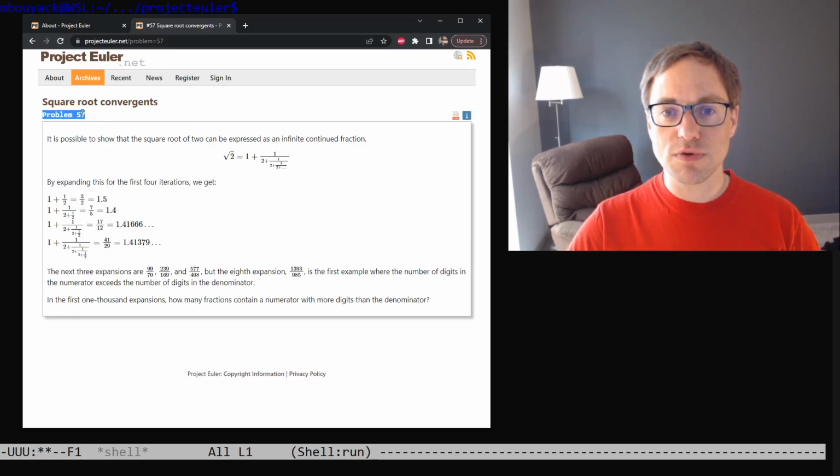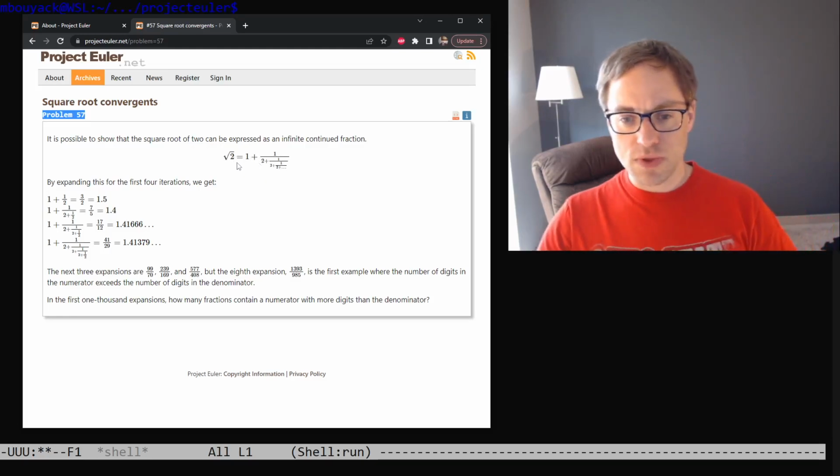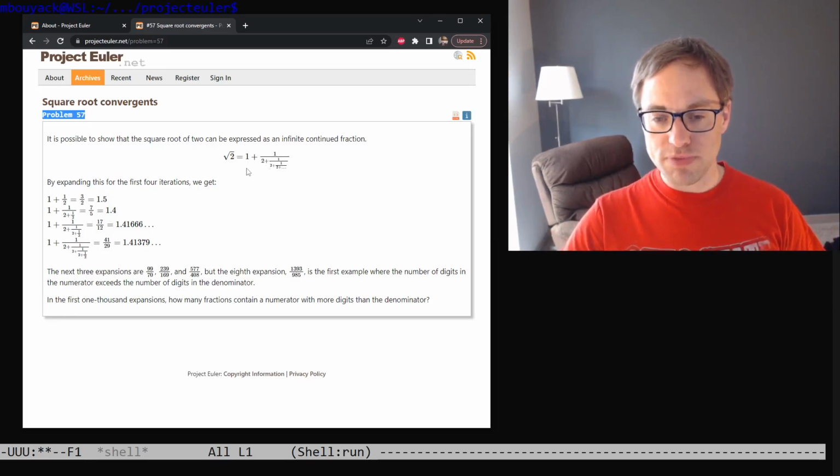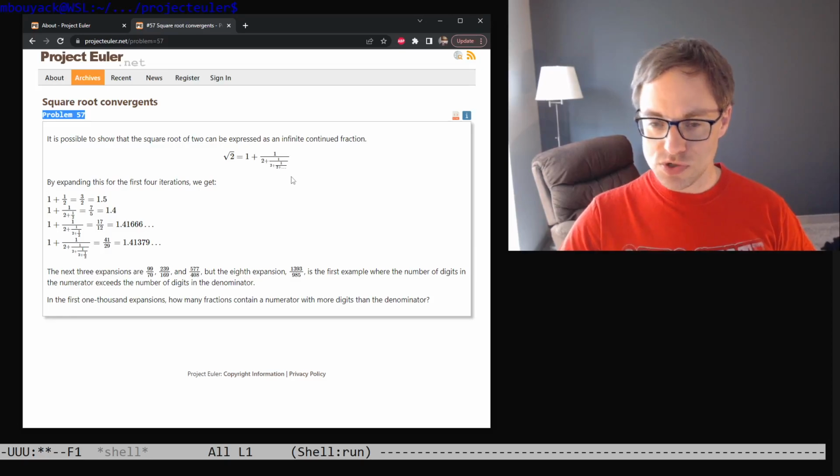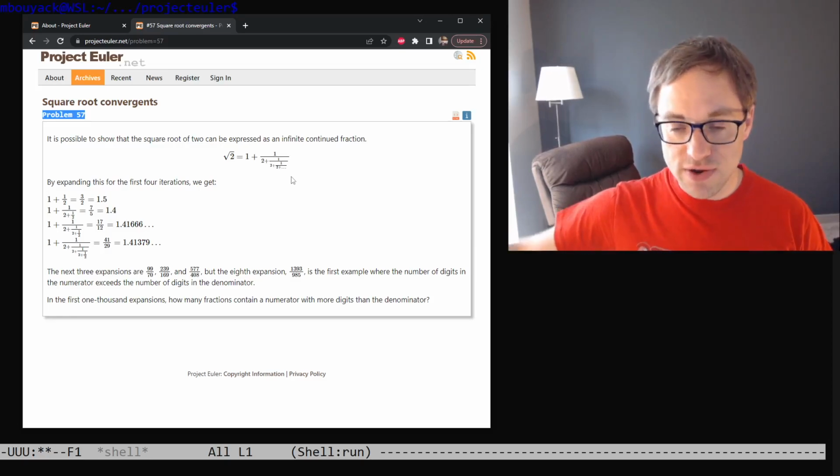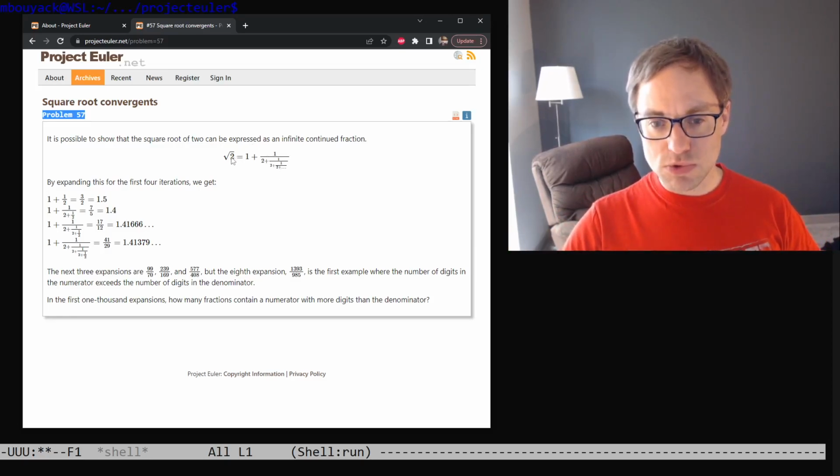from the Project Euler Problem Archive. Now, this problem asks a question about the infinite continued fraction representation of the square root of 2. This claims that 1 plus 1 over 2 plus 1 over 2 plus 1 over 2 plus ... on to forever is equal to the square root of 2.